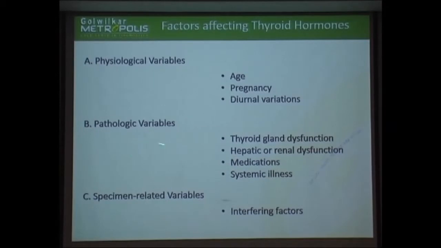Several pathological variables are involved: thyroid gland dysfunction itself, other organ dysfunctions like hepatic and renal, certain medications, systemic illnesses or non-thyroidal illnesses, and again specimen related or pre-analytical variables. They may interfere with the testing. Presence of human anti-mouse antibodies in a sample may affect the estimation of these assays.